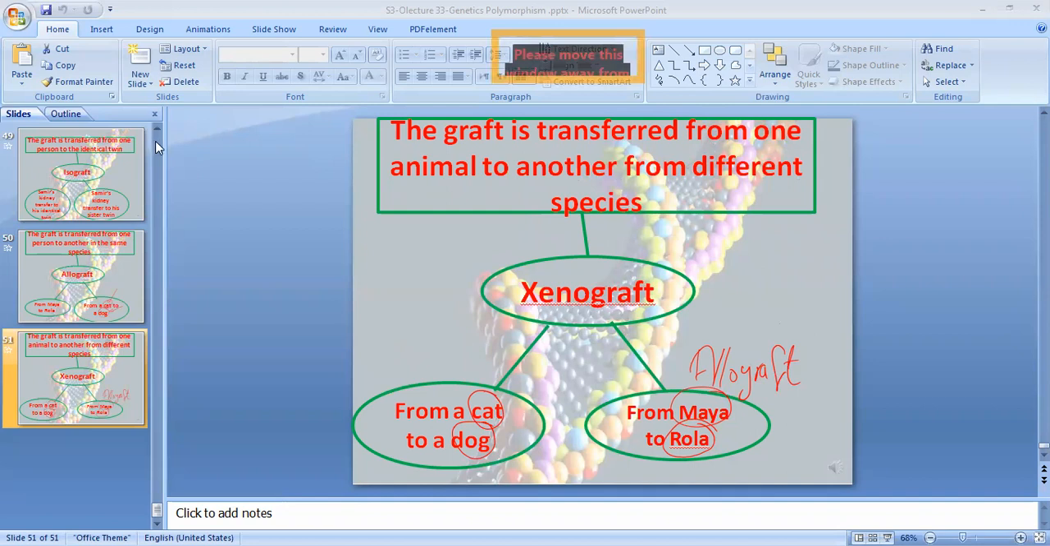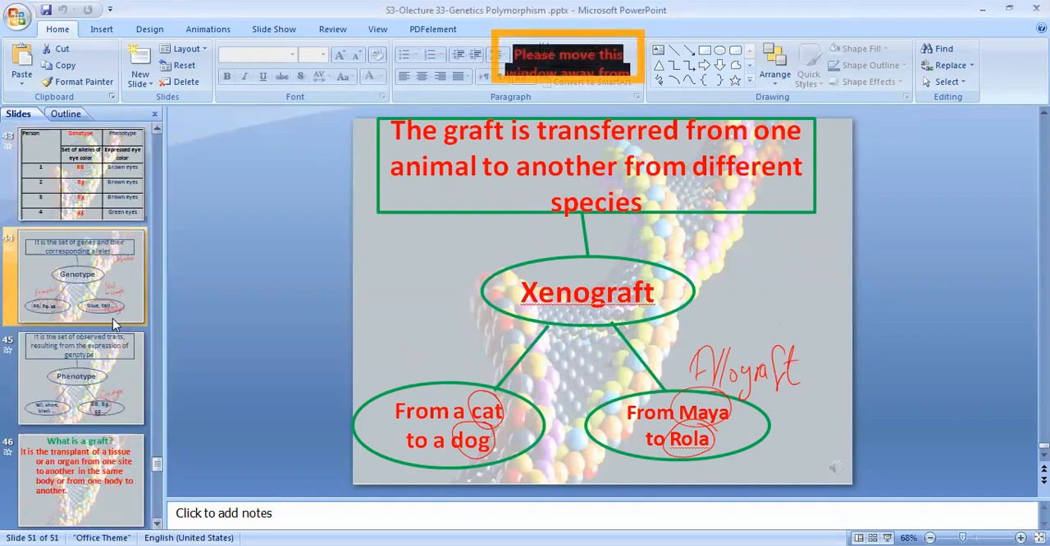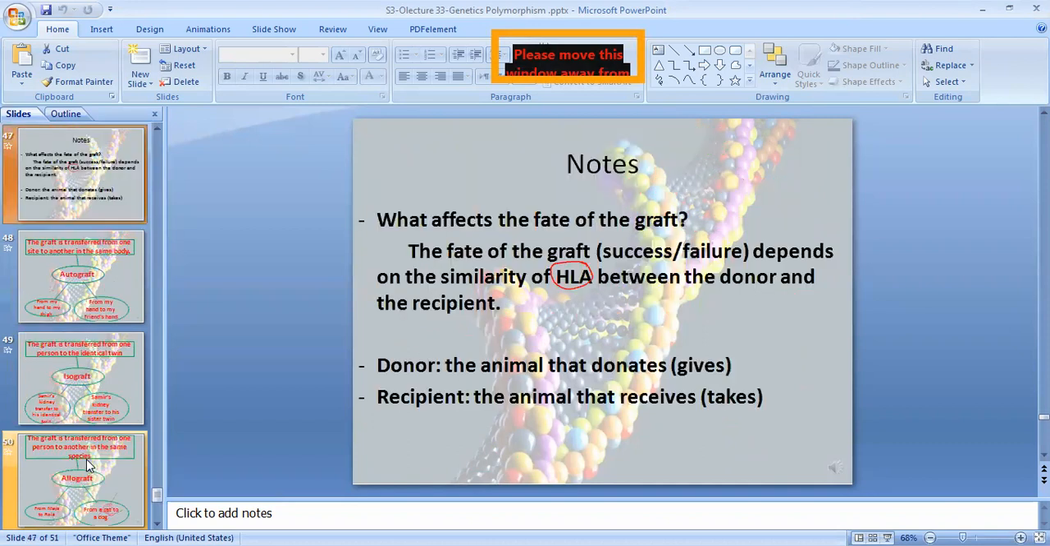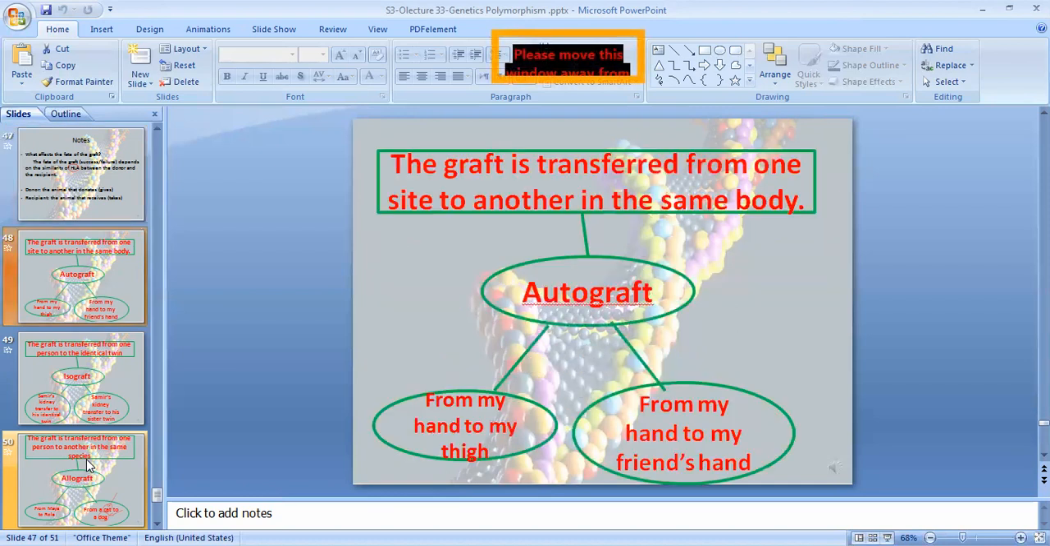But before we talk about the four types, let's review together what grafting is. Grafting is the transplant of a tissue or an organ from one side to another within the same body or from one body to another. Here, what affects the fate of the graft is the degree of similarity between the donor and the recipient, whether they have identical HLA or different HLA. The donor is the one that donates and the recipient is the one that receives.